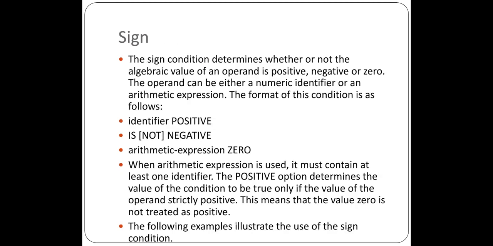The second one is the sign condition, which determines whether or not the algebraic value of an operand is positive, negative, or zero.